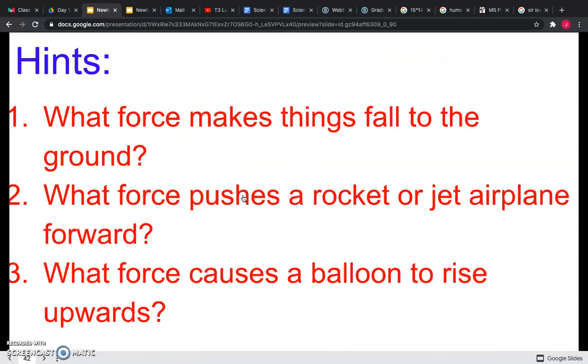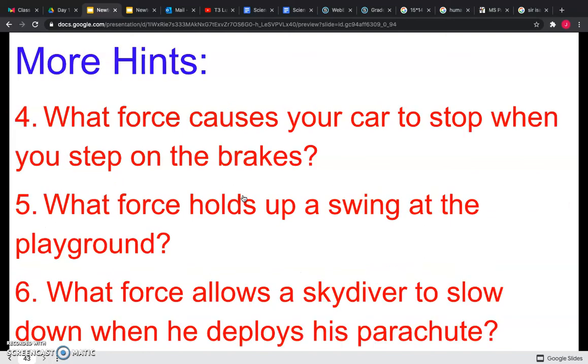So, what force makes things fall to the ground? I'm thinking most of you are going to know that one. What force pushes a rocket or jet airplane forward? What force causes a balloon to rise upwards? Here's some more hints. What force causes your car to stop when you step on the brakes? What force holds up a swing at the playground? What force allows a skydiver to slow down when he deploys his parachute? So just think about all those, and we'll go over this as a class tomorrow.